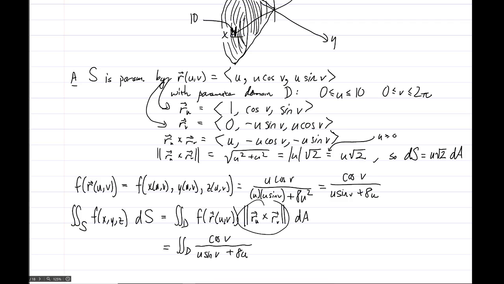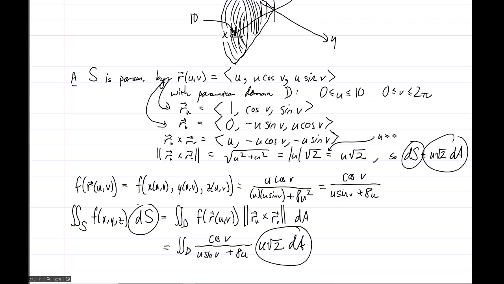Now we need the magnitude of the cross product, which we had computed right here, was u root 2, and then we just copy down dA here. Again, this entire part, u root 2 times dA, that's what dS is. So maybe I'll circle those in a new color here. The dS, that was right here, turned into u root 2 dA.